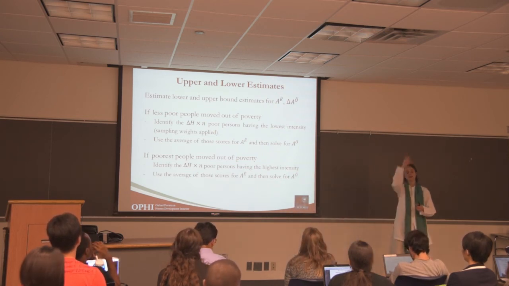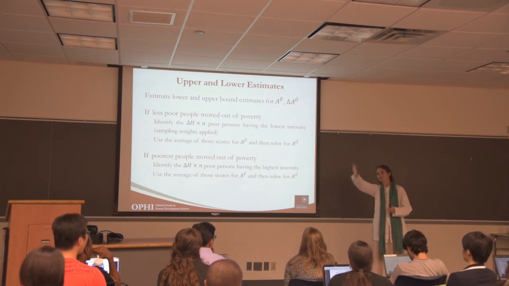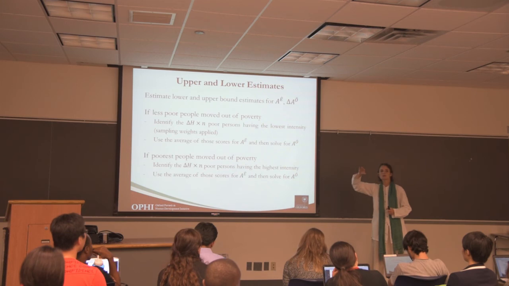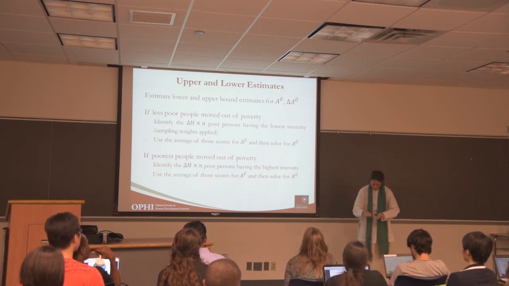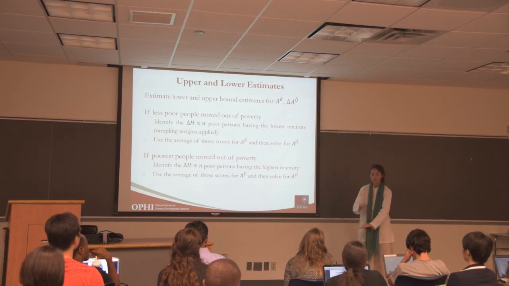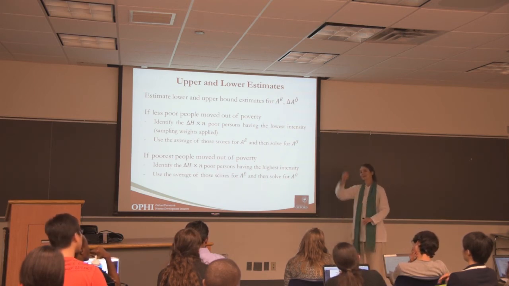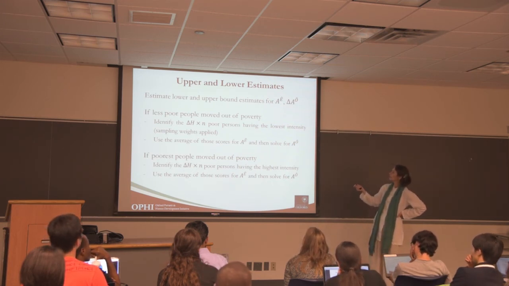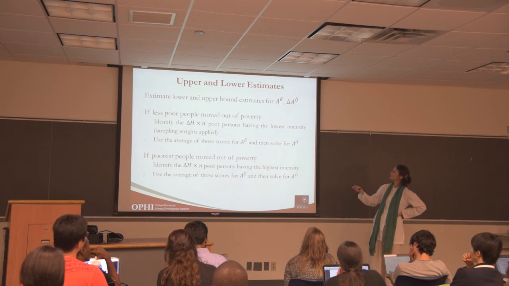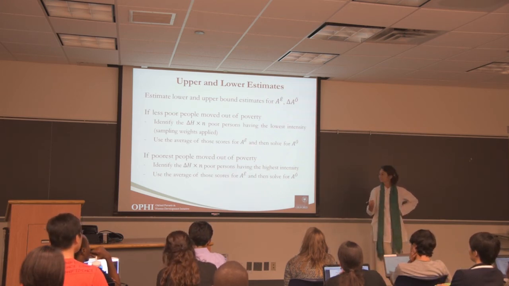And rank them according to the censored CI vector, and take the ones first who have the lowest intensity. So presume that the barely poor left poverty. And then go to the other end of your sample and look at the poorest of the poor. Take the 10% of your sample, weighted, and look at their intensity. And you use those to create the bounds of the average intensity of those who left poverty. And then you solve for A0.